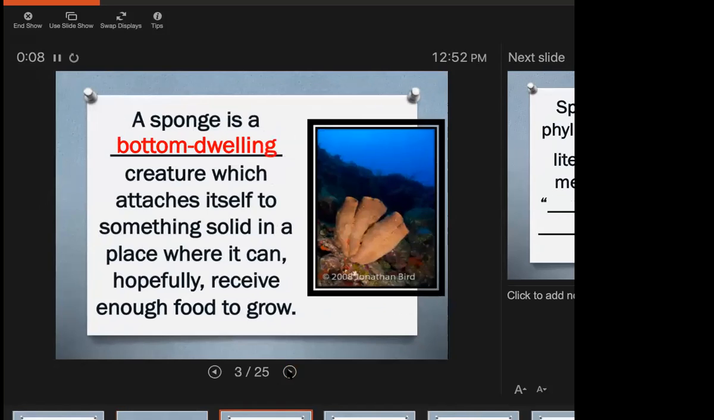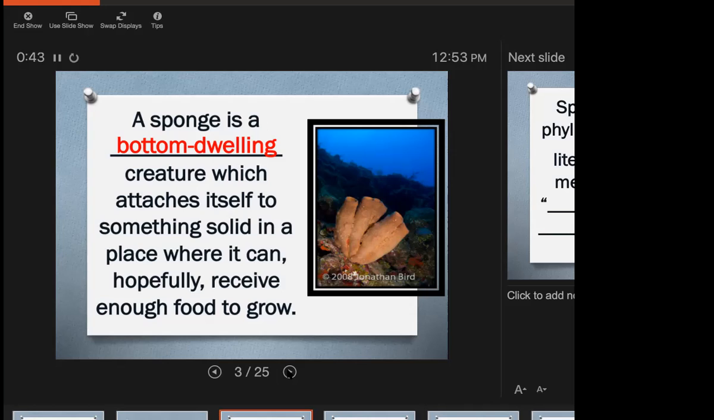So a sponge is a bottom dwelling creature which attaches itself to something solid in a place where it can hopefully receive enough food to grow. Now, bottom dwelling makes you think of really deep, but not necessarily. Sponges thrive in shallow coastal waters, so places where you might see things like coral reefs, where sunlight is still reaching that layer. That is where you would look for sponges.